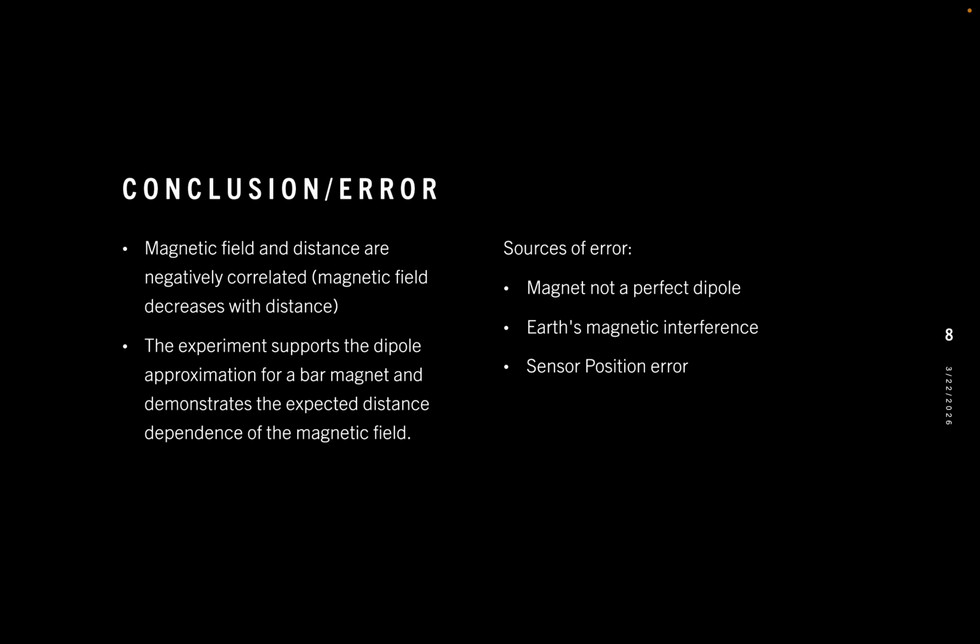And so some sources of error in this lab are the magnet not being a perfect dipole, Earth's magnetic interference, and the sensor position error, in that when we first have to orient the iPhone, it has to be perfectly perpendicular to the ruler and point towards a certain direction, and there could be some error in that our compass might be a little bit off.